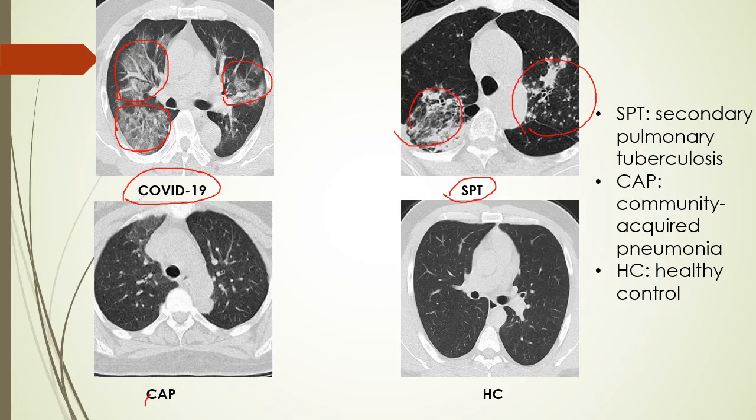The bottom left is what we call community-acquired pneumonia, and again we can see clearly the symptoms, the medical presentations here. And finally, on the bottom right are the healthy controls, and we can clearly see there are no lesions, no symptoms on this chest CT picture.